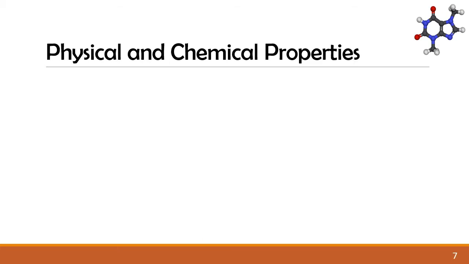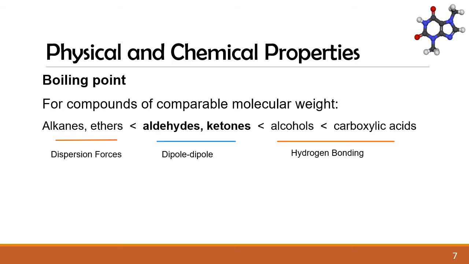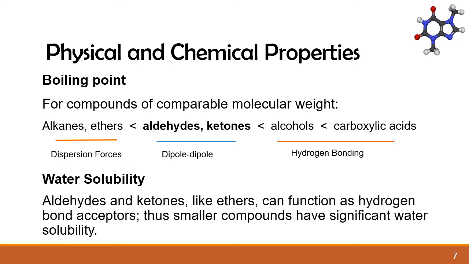Here are some chemical and physical properties of aldehydes and ketones. In terms of boiling point, for compounds of comparable molecular weight, aldehydes and ketones have higher boiling points than alkanes and ethers, but lower boiling points than alcohols and carboxylic acids. In terms of water solubility, aldehydes and ketones, like ethers, can function as hydrogen bond acceptors. Thus, smaller compounds have significant water solubility.